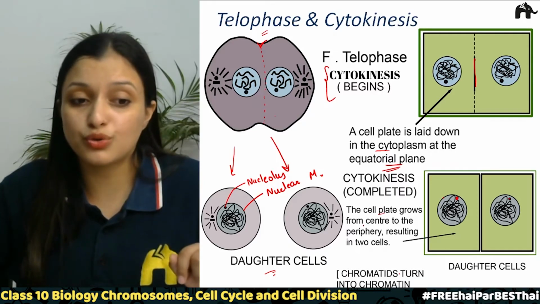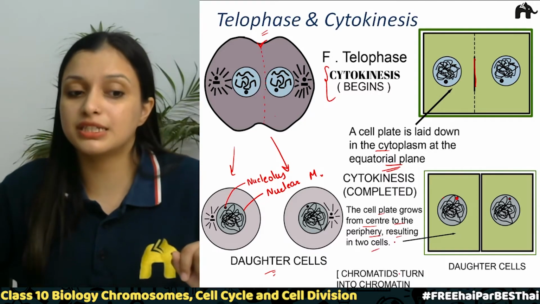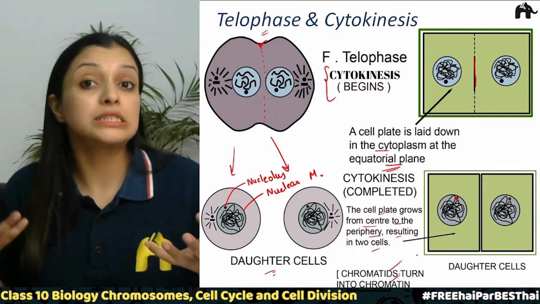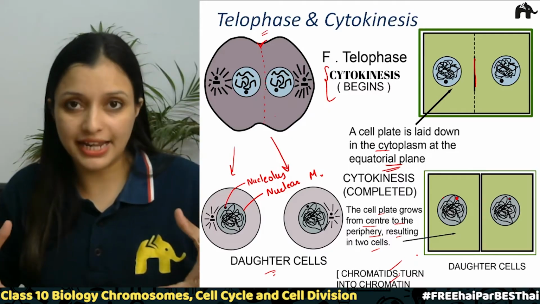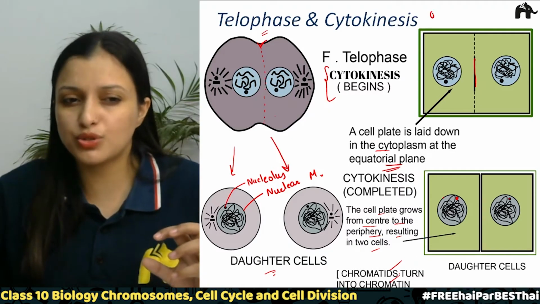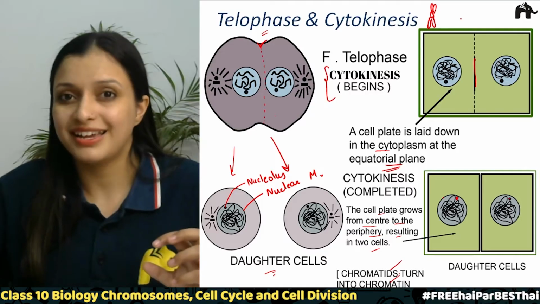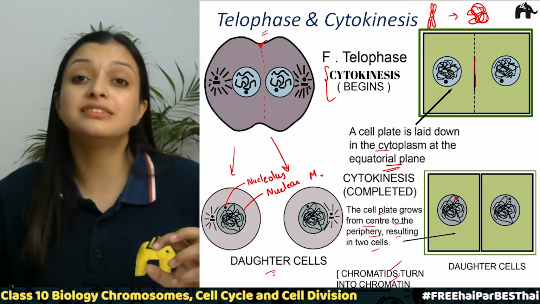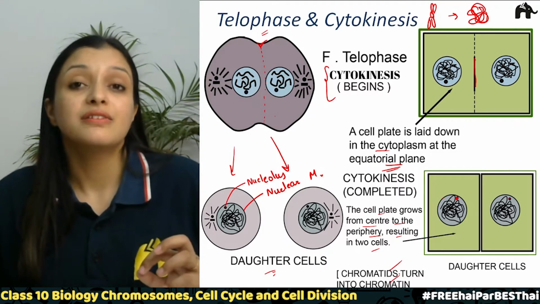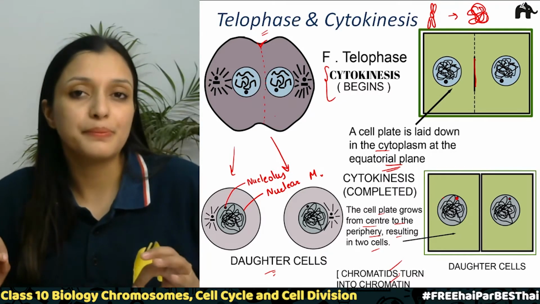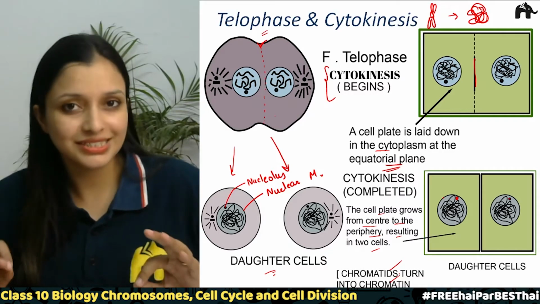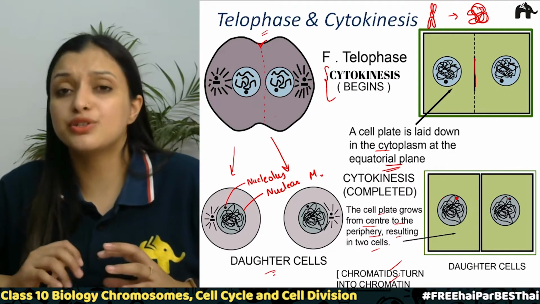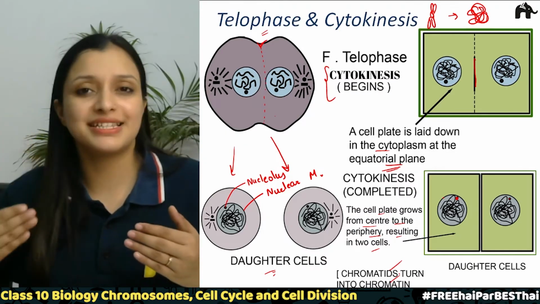So the cell plate grows from the center to the periphery, resulting in the two daughter cells, and chromatids turn into chromatin fibers, right? So there were these thick chromosomes which we saw in the prophase, right? They again will become these entangled thread-like structures when the cytokinesis is being done. Correct? So I hope this is clear. Very simple and very interesting if we go step by step.